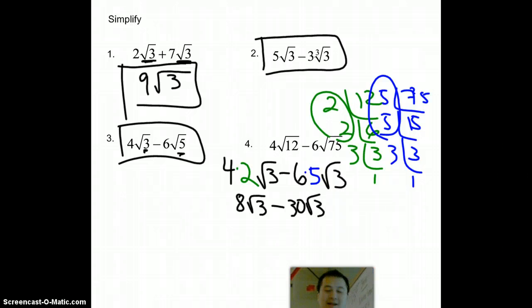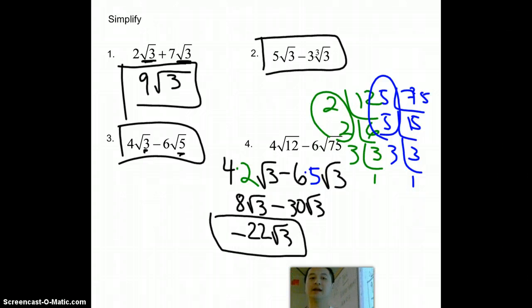Ooh, can you add this? Yeah, you can. Look at that. They are the same. It's just hidden in here. So sometimes you must simplify first and then add them together. Therefore, your final answer, 8 minus 30, is negative 22 square root of 3. And that's how you add and subtract radicals. That's it. Pretty easy, right?